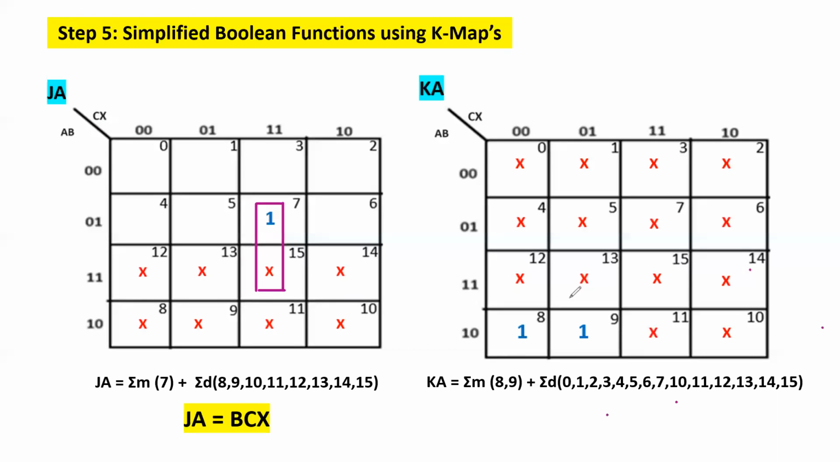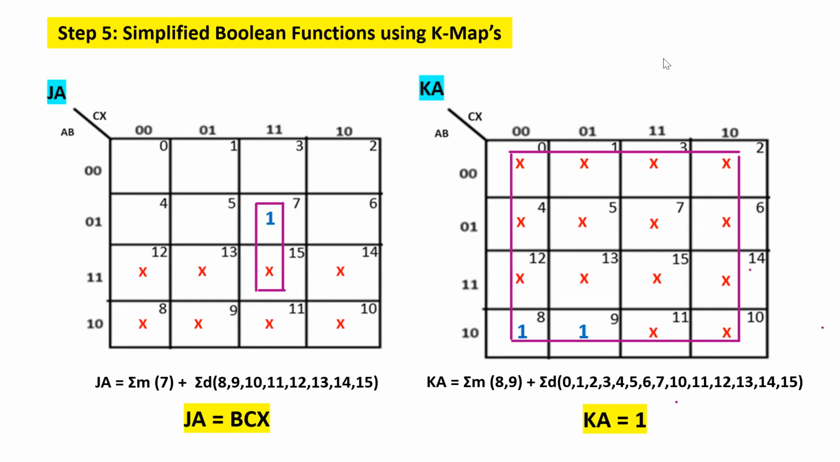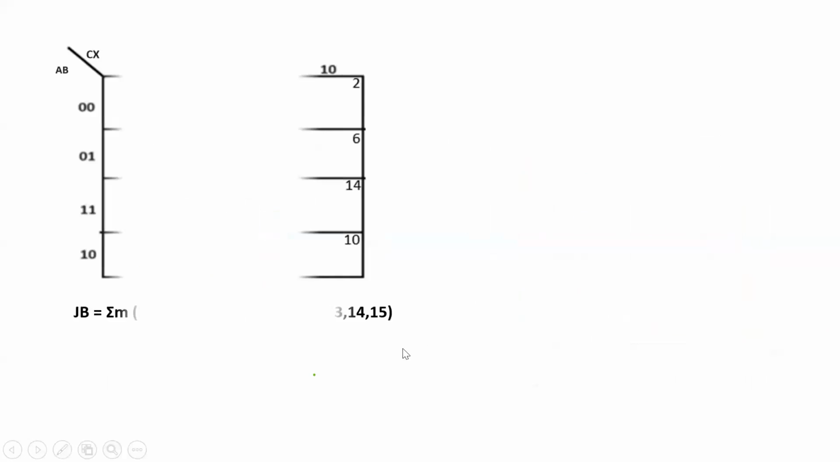Next for KA, you should place the ones and don't cares. Here you can see all the minterm boxes are filled with either ones or don't cares. Now we should make one single group with all these ones and don't cares. Because all these are adjacent to each other, it is a 16 ones group. This group lies in all these 4 rows and 4 columns. So both AB are skipped and CX are skipped, so the equivalent product is 1 only. Next for JB, KB, you should follow the same procedure.